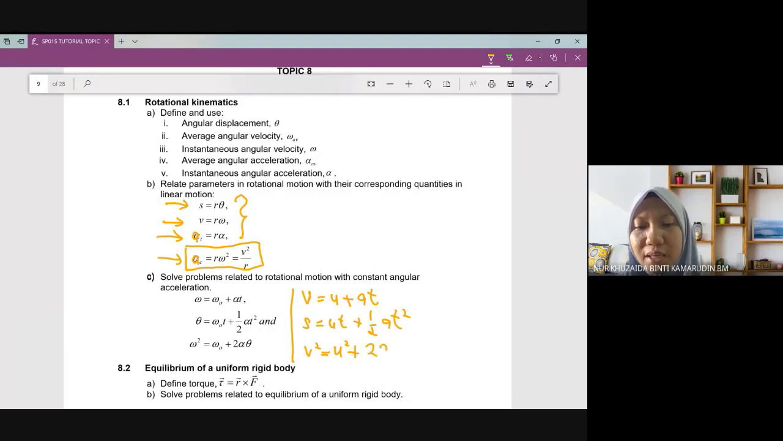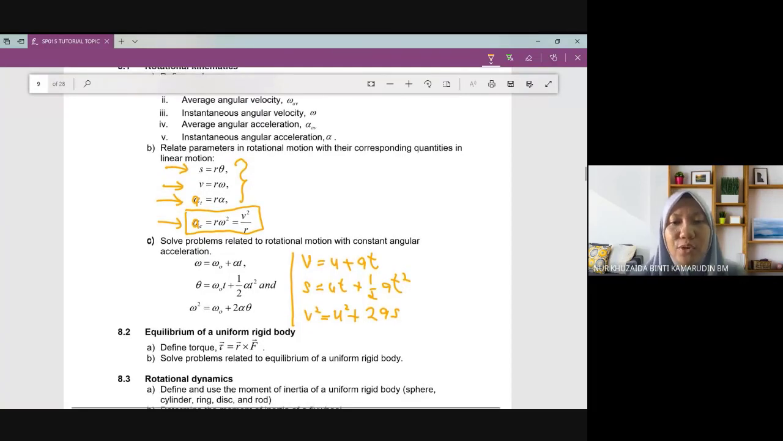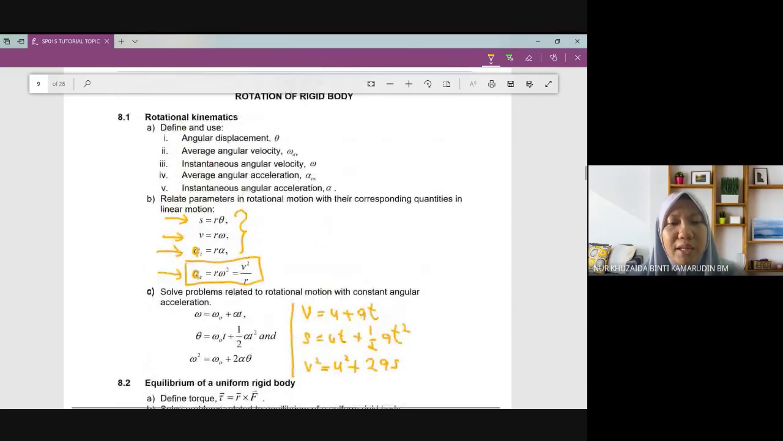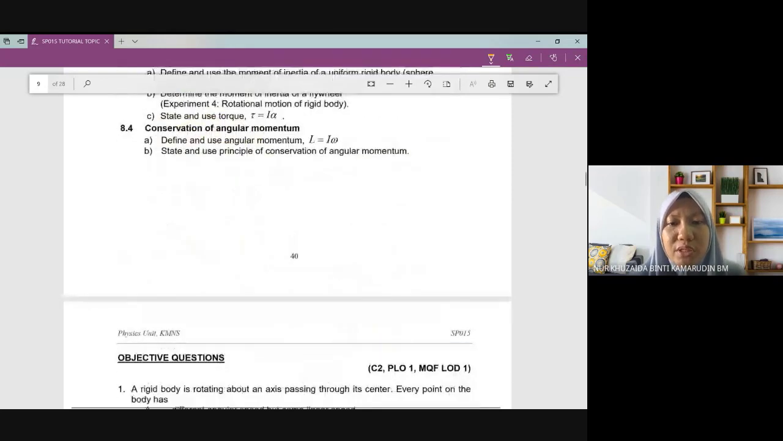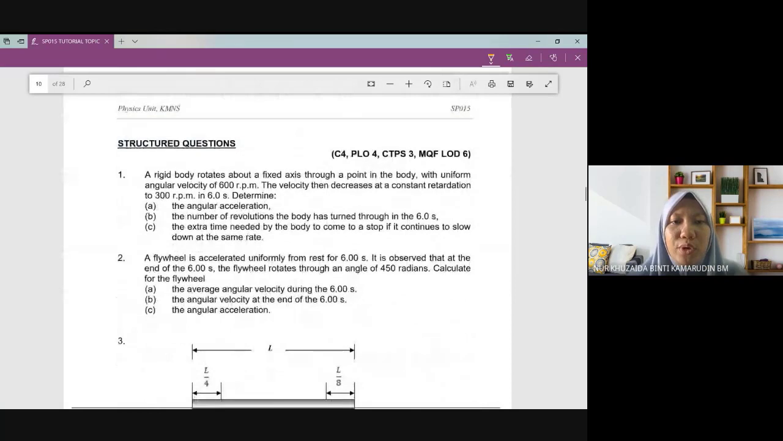plus 2AS. Okay, so this is the linear equation, and then you convert sahaja dia punya symbol kepada angular velocity, angular acceleration and also angular displacement. So you can dapatlah rotational kinematics punya equation. Okay, so cara guna dia masih lagi sama seperti chapter 2. Okay, alright, and then kita tengok yang ni dulu 8.1. So now let's look at the example. Kita tengok soalan terus. Okay, question number 1 over here.